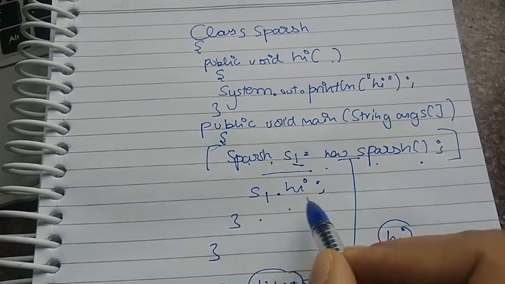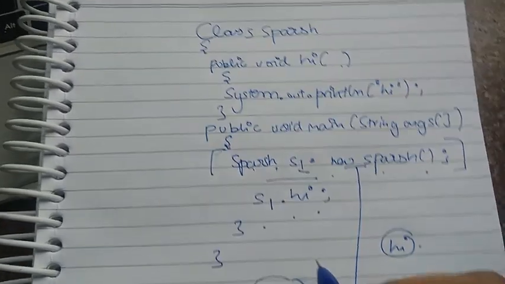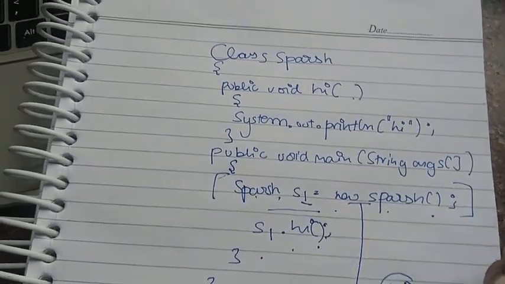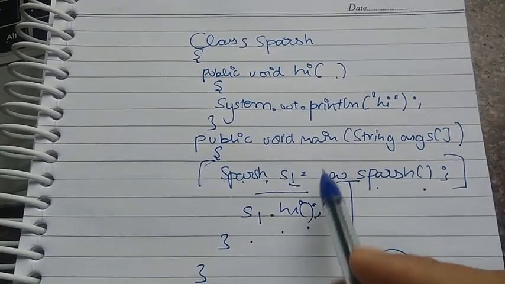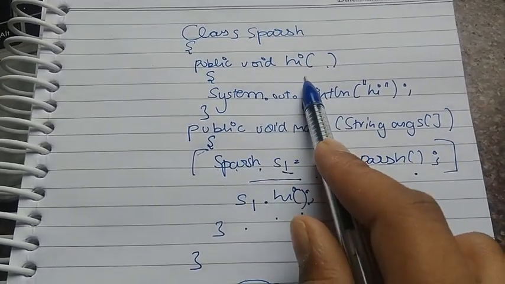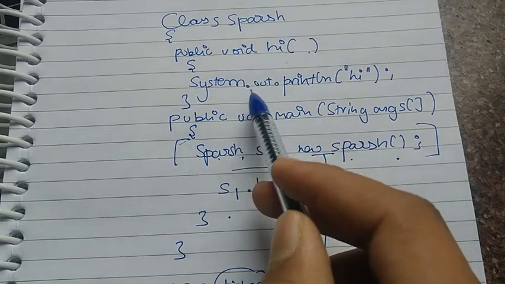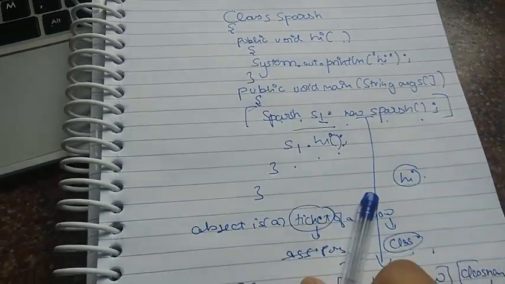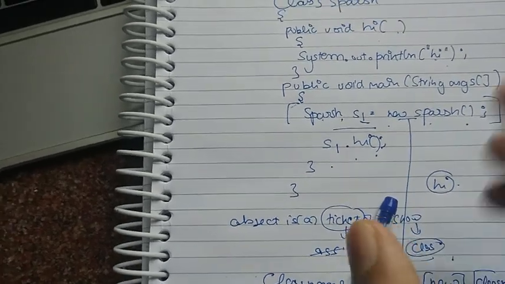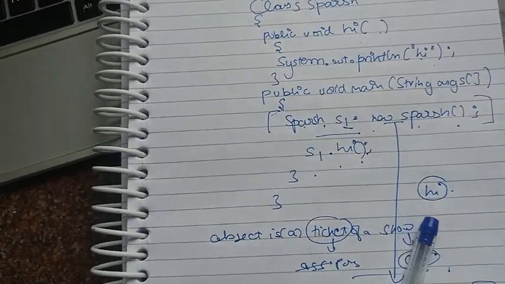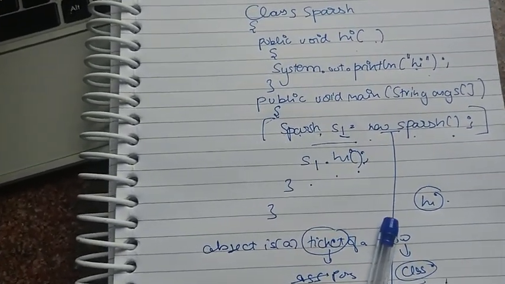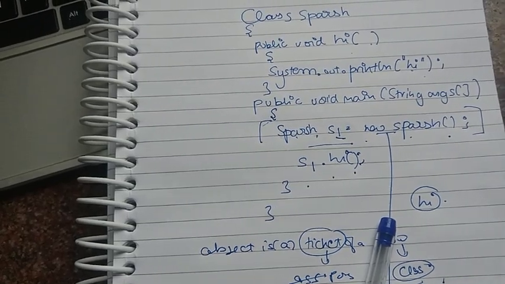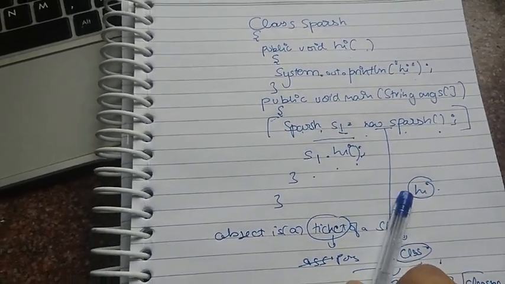So s1.hi will fire the hi function defined in the class Persh, and hi simply displays hi. I hope you got an idea of objects. If not, don't worry, because in further videos we're going to work on objects only, and we'll learn a lot of things. Stay tuned. Goodbye.